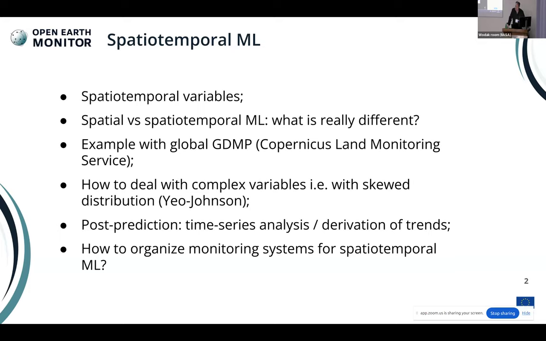Then once you generate predictions in space-time, you produce time series data, and you can do time series analysis to derive trends, etc. And then the last topic is how do you organize sampling design for space-time modeling? What's the best sampling design? You probably did sampling designs in spatial statistics. You can do some stratified sampling, random sampling. But how do you do sampling design to monitor dynamic variables? That's the question.